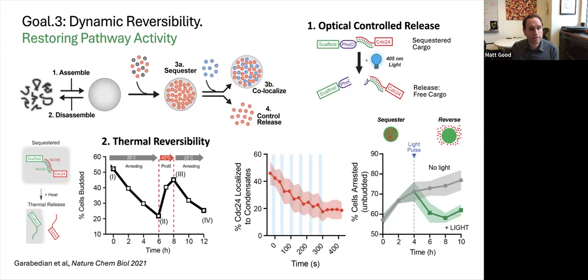If we express the scaffold, the compartment forms and we'll start sequestering CDC24 and arrest. If we change the temperature, we can liberate CDC24 again. And then if we cool the system, we can start arresting again. So as a proof of concept, it's absolutely feasible to generate synthetic organelles in cells that function as insulators, and you can use them to target and sequester enzymes in native signaling pathways.